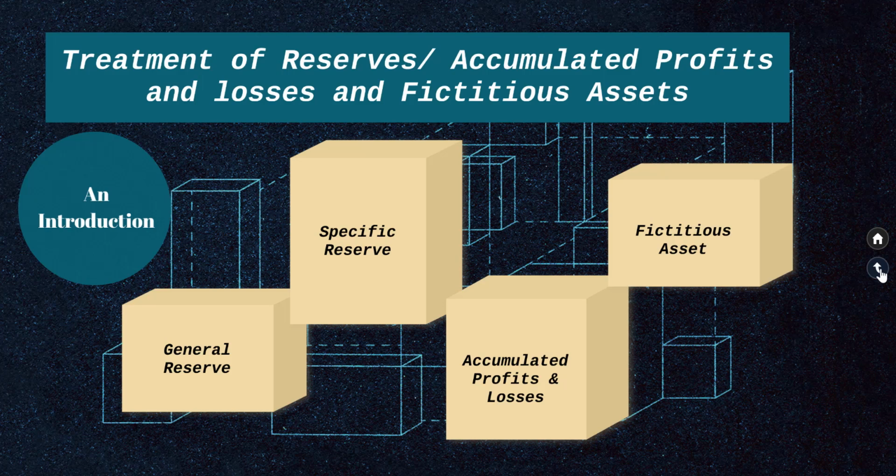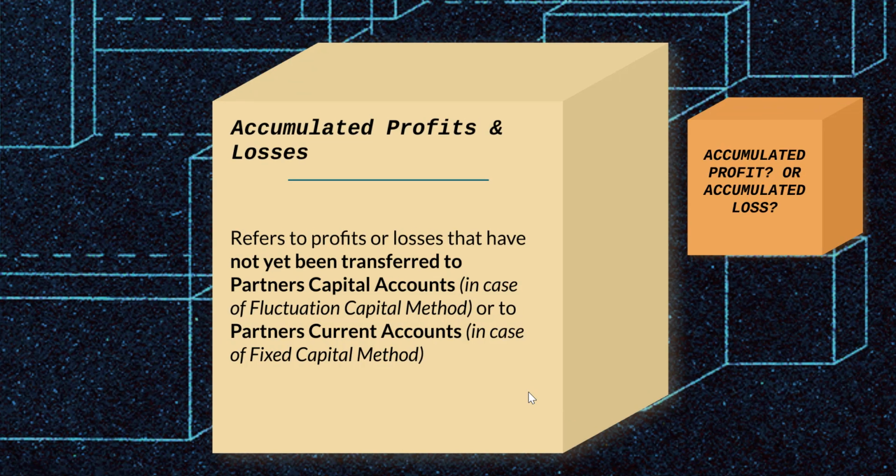Next, we'll understand what is accumulated profits and losses. Now, accumulated profits and losses refer to profits or losses that have not yet been transferred to the partner's capital accounts in case of fluctuating capital method, or to partner's current accounts in the case of fixed capital method. So ultimately, in a partnership firm, the profits or losses will be transferred to the partner's capital accounts in the case of fluctuating capital method and partner's current account in the case of fixed capital method.